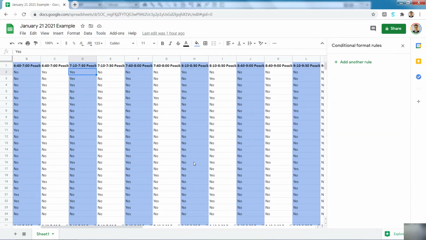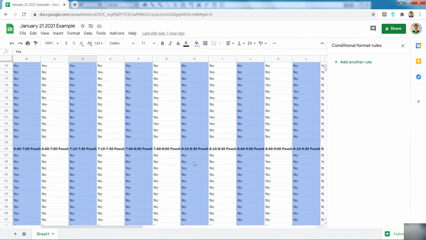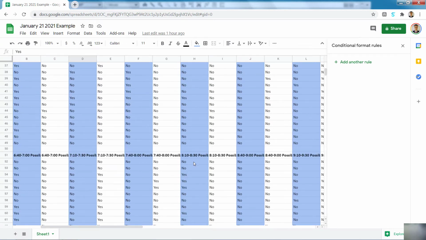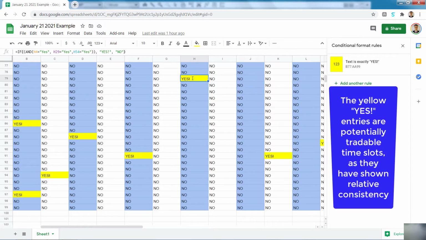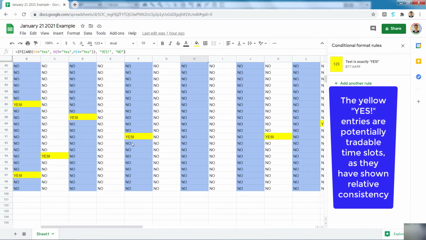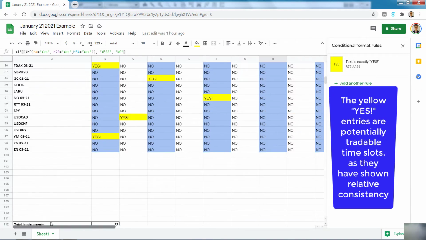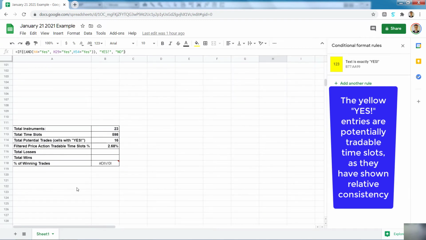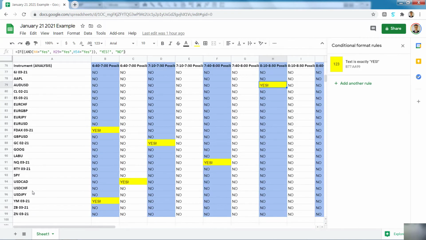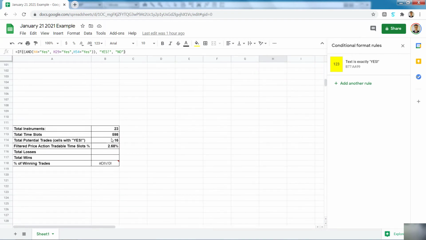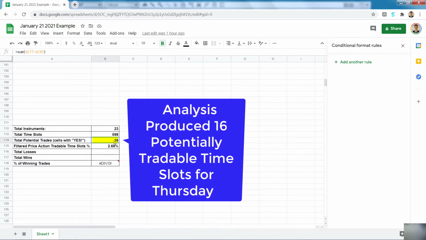Nonetheless, most of the time, price action in any given trading day is deemed random, but this spreadsheet will identify in these yellow yes highlights the relatively consistent price action data where we can potentially make a trade. As you can see in the bottom stats here, out of 598 possible time slots, with just these 23 instruments, we end up with 16 potentially tradable time slots. And that's plenty of trades to make in a single day.